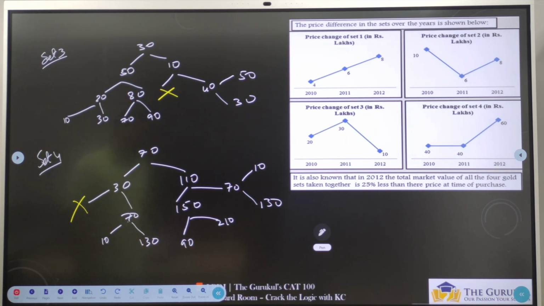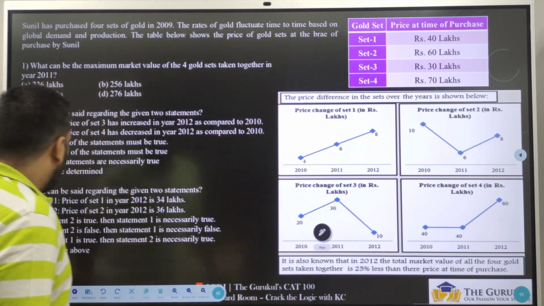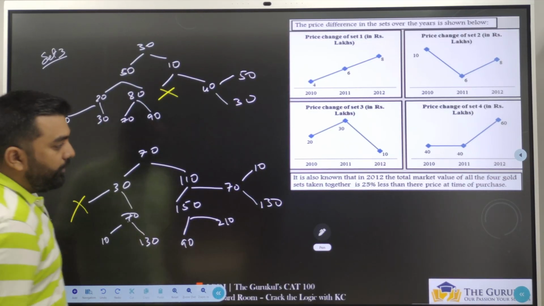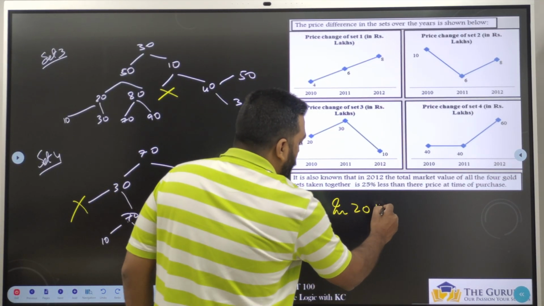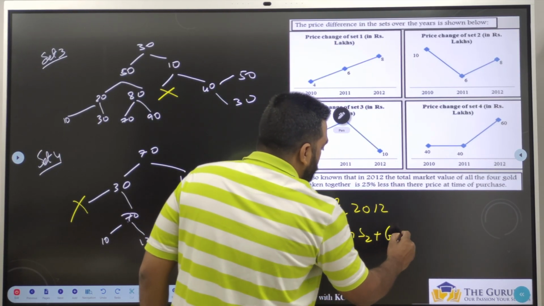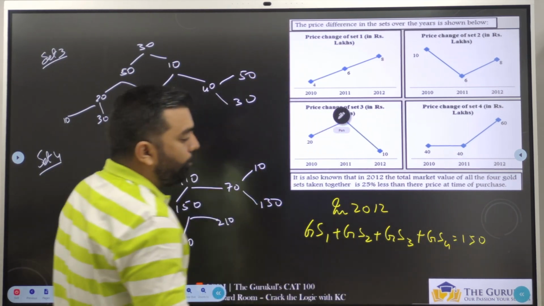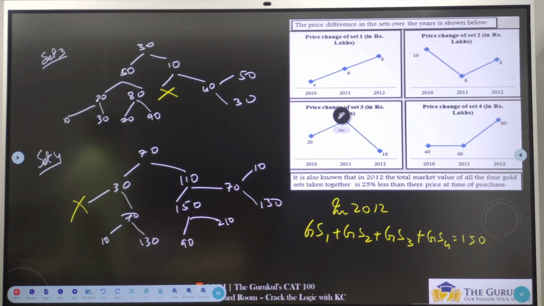And one more piece of information is given: it is also known that in 2012, the market value of all the 4 gold sets taken together is 25% less than their price at the time of the purchase. At the time of the purchase, the total is equal to 200. 25% less means in 2012, gold set 1 plus gold set 2 plus gold set 3 plus gold set 4 should be equal to 150 only, 25% less than the initial value.